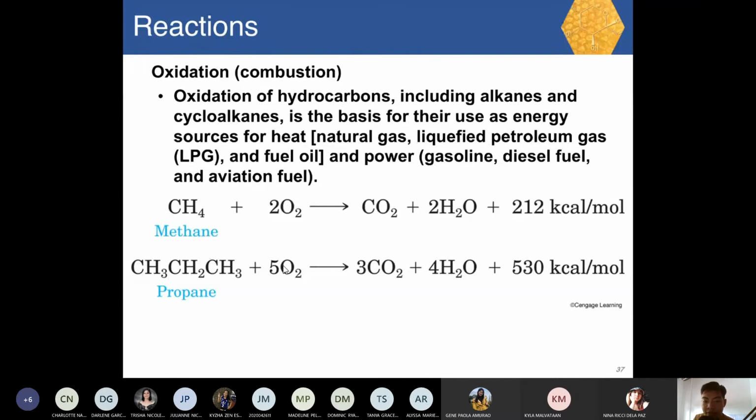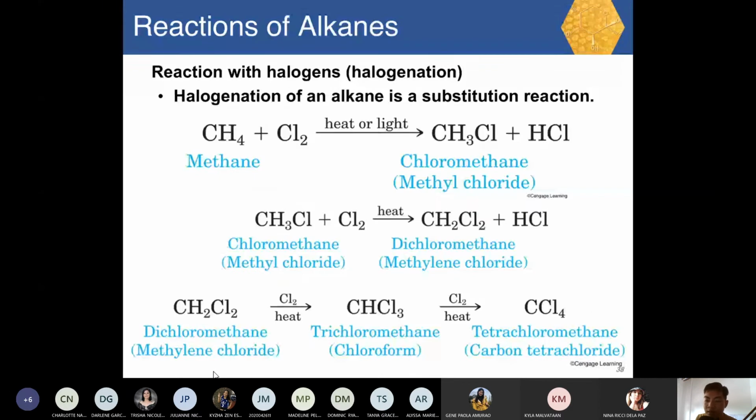Siyempre, kapag industrial fire yan, for example, pabrika, hindi mo na mapapatay yung oxygen dyan, no? Malaki ang pabrika yan, no? So, we have to use fire retardant talaga, no? Yung mga foam, no? So, ganun lang. Basta yun lang. So, that's one reaction of your alkane.